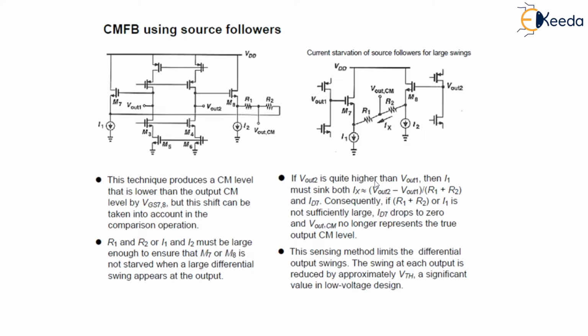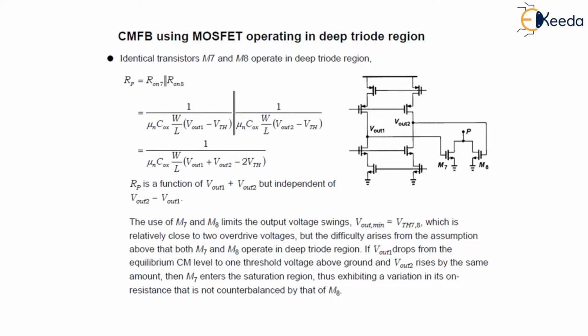So the drawback of this particular circuit is that it limits the differential output swing even if R1, R2 and I1, I2 are large enough. The swing at each output is reduced by approximately VTH, a significant value in low voltage design. Another type of this common mode sensing is depicted in this figure.